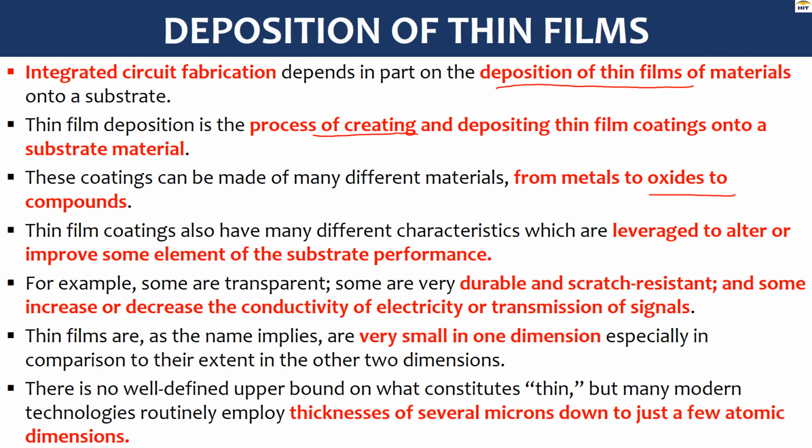Some may be required to alter or improve some element of the substrate performance, while some may be durable and scratch resistant. Others are meant to alter the conductivity of electricity or the transmission of signals, depending on the purpose of the microchip. However, it's important to know that the thickness of these thin films is very small, at a micron scale.